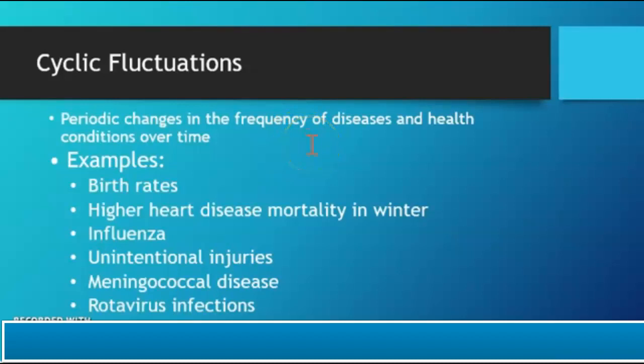Just to go into a little bit more detail, there are cyclic fluctuations in heart disease as well. Mortality is higher in wintertime than summertime. There's actually a higher rate of depression in the wintertime than summertime. A lot of times you might have heard of seasonal affective disorder, which actually fluctuates with the seasons. There are so many. I've already talked about influenza, but even unintentional injuries have cyclic fluctuations.